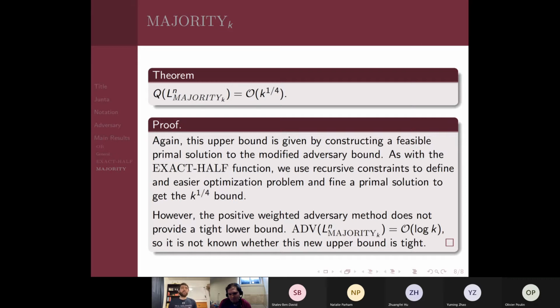However, in this case, the positive weighted adversary bound doesn't provide a tight lower bound. He shows that the positive weighted adversary gives at most a lower bound of log k. So in other words, we need a more advanced technique on the dual of the primal, so the original adversary bound side of things, in order to tell whether this new upper bound is tight, or whether we can actually reduce it even further if you can find a better solution to this primal problem. And that pretty much concludes my talk.